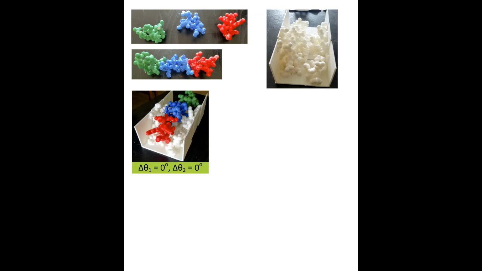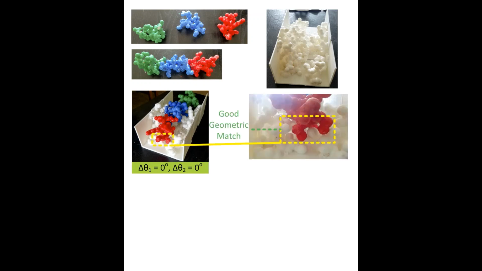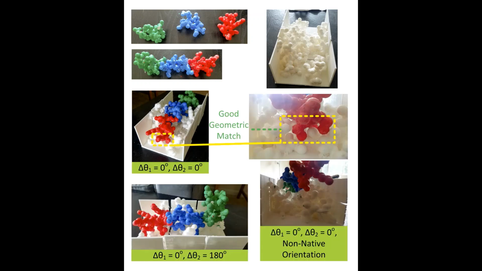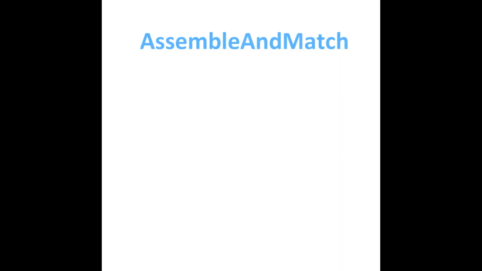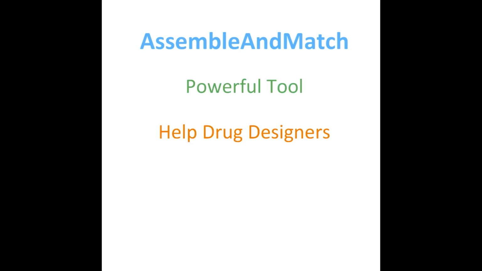In another test, coarse-grained fragments of a ligand are taken along with the receptor from a real ligand-receptor example to investigate the geometric match at different conformations and orientations. At the native conformation and orientation, good geometric match is observed, while the non-native conformations and orientations result in poor geometric matches. Assemble and Match is a powerful tool that not only helps the drug designers but also can give rise to democratizing the drug design practices.